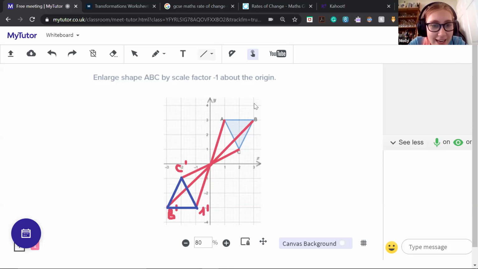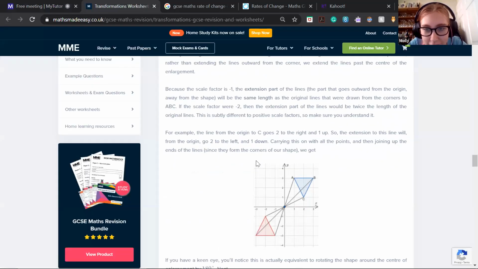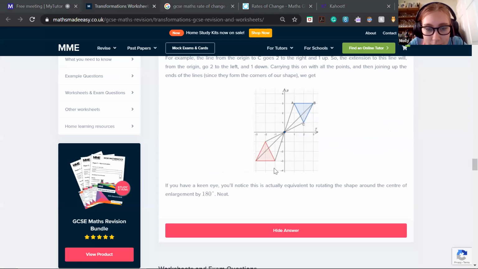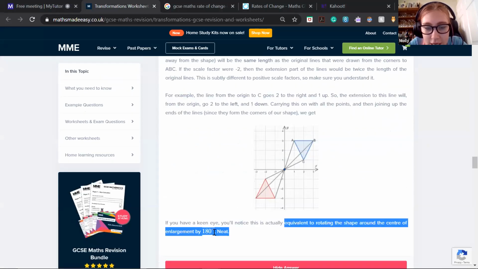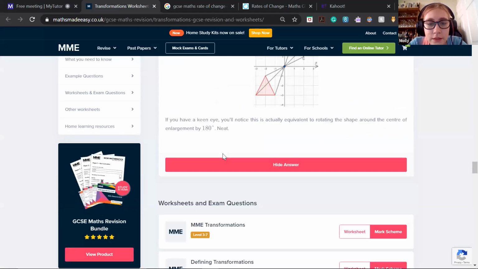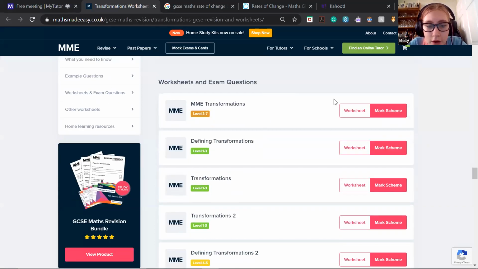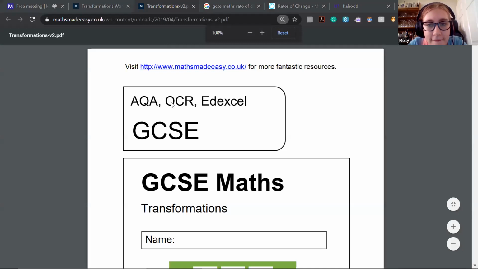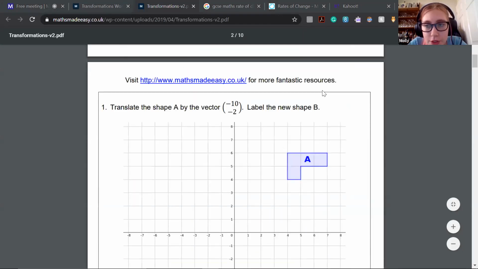And we can see this again in a much nicer view here. And we see that it says the same thing. It's equivalent to rotating the shape around the center of enlargement by 180. Okay, let's have a go at some more questions on a worksheet. I think these get quite easy once you've done them enough.